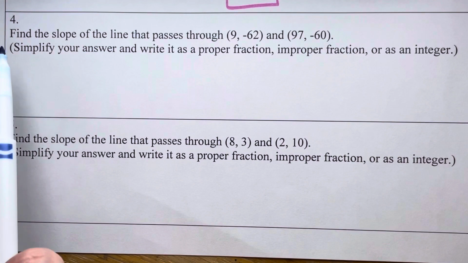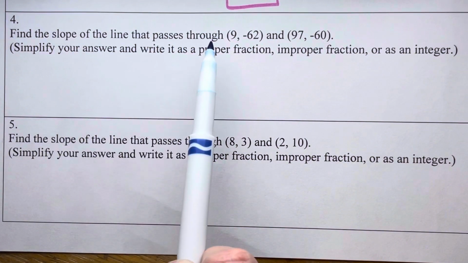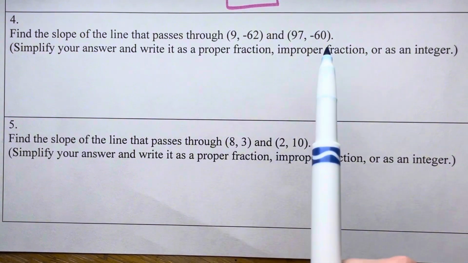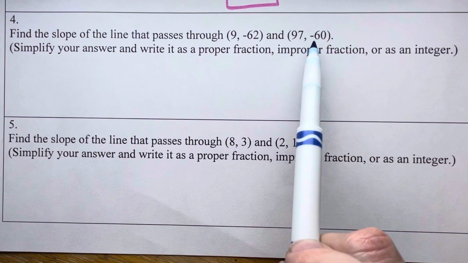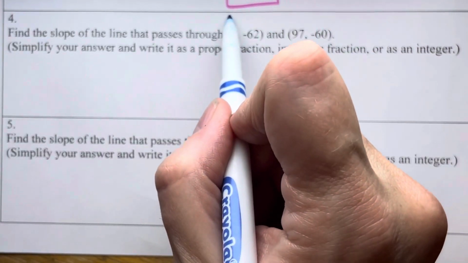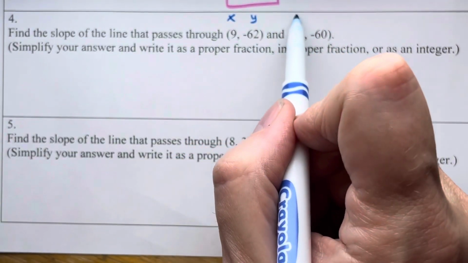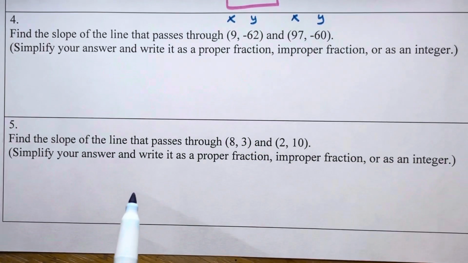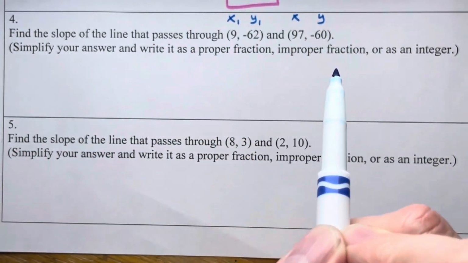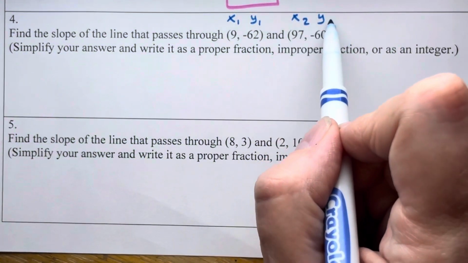In example 4, we're going to find the slope of the line that passes through the two given points, (9, negative 62) and (97, negative 60). As always, let's begin by labeling our coordinate points with their appropriate x and y values. And we know that the first point is always point 1, and the second point is always point 2.